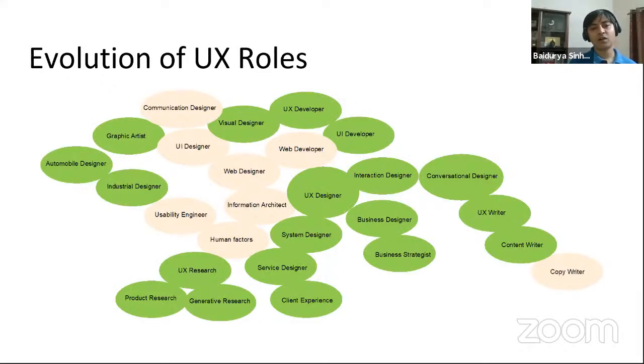So let's quickly look at how the UX roles have evolved over time, right? And there is no direction to read this diagram. It's just like a role cloud. So we have these graphic artist kind of people who do a lot of graphic arts, which has been there as a profession. From there, there has been one field which was called communication designers, and then there are visual designers who evolved. Some folks became UI designers as a role, and then with the evolution of the web, they became web designers, and some of them did design and development and became web developers.